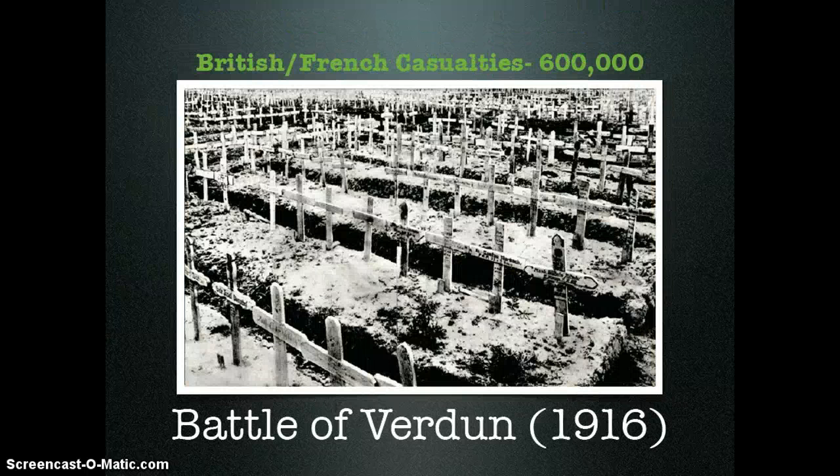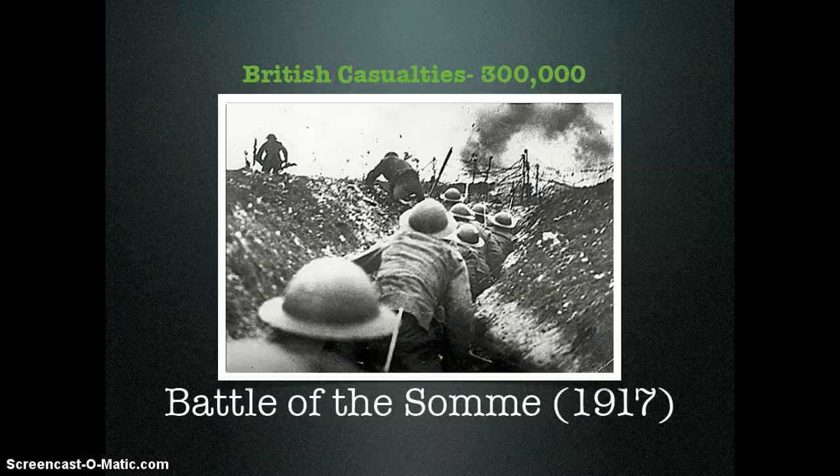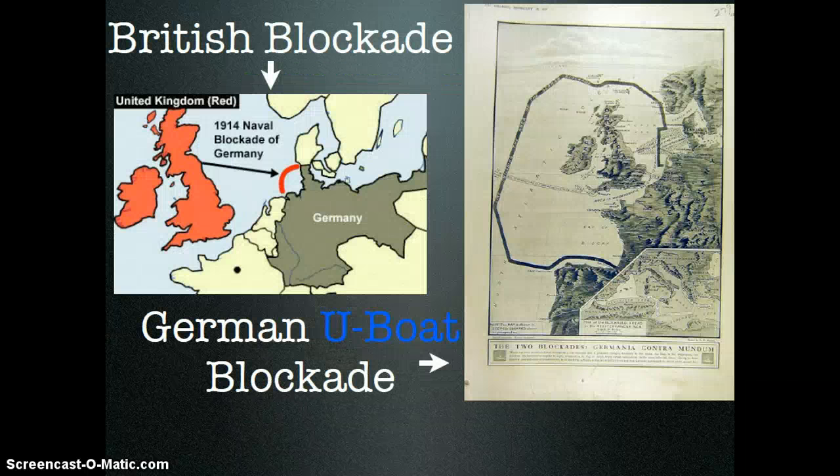If we fast forward two years to the Battle of Verdun, same groups, British and French fighting the Germans, results in 600,000 casualties. And by casualties, we mean those who were killed and or wounded. And then the Battle of the Somme in 1917, 300,000 British casualties alone. And as you see, some guys here are leaving the trench, heading into no man's land to attack the opposing trench, which was quite a ways away. Many who moved over there were unsuccessful.